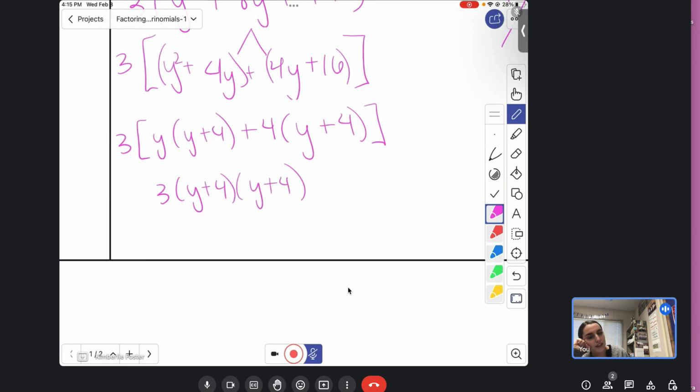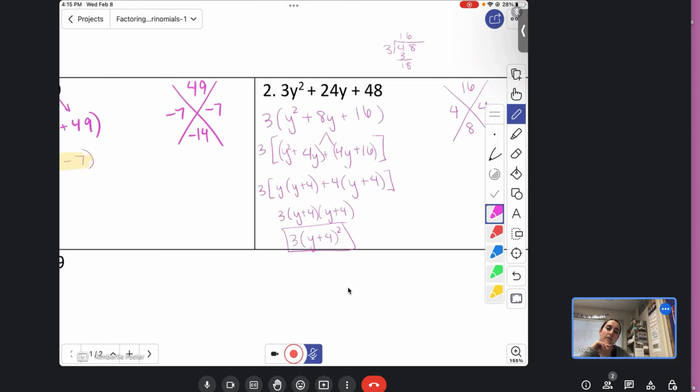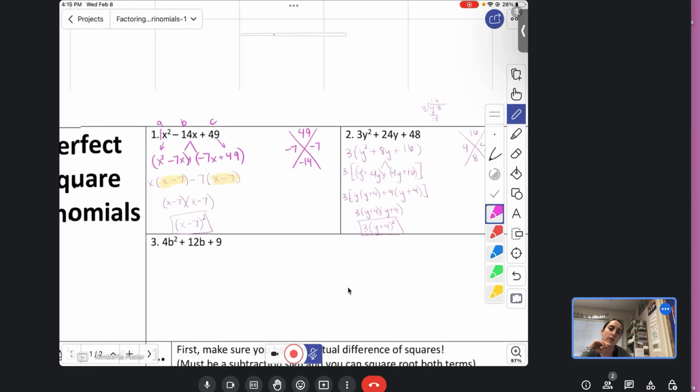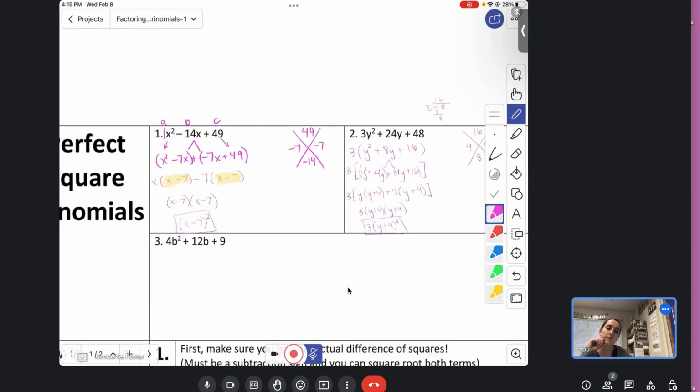And I can rewrite this. Anything times itself is squared. So 3 times y plus 4 squared. All right. So that is perfect square trinomials.